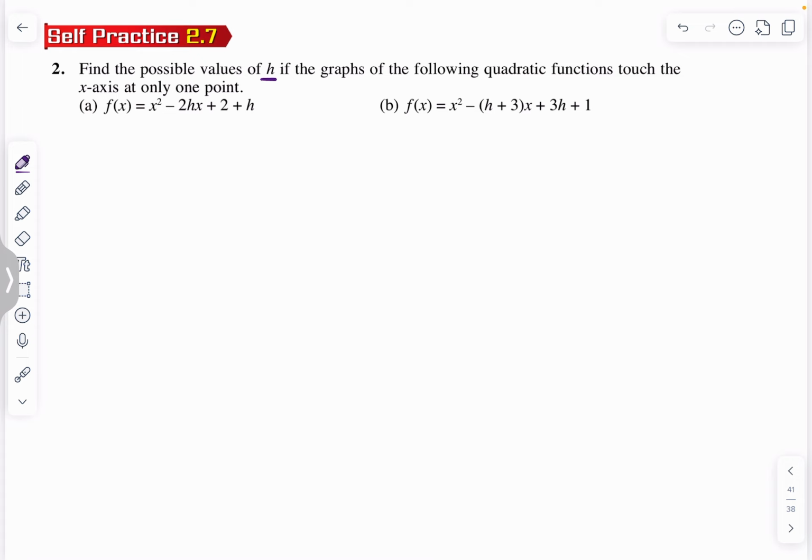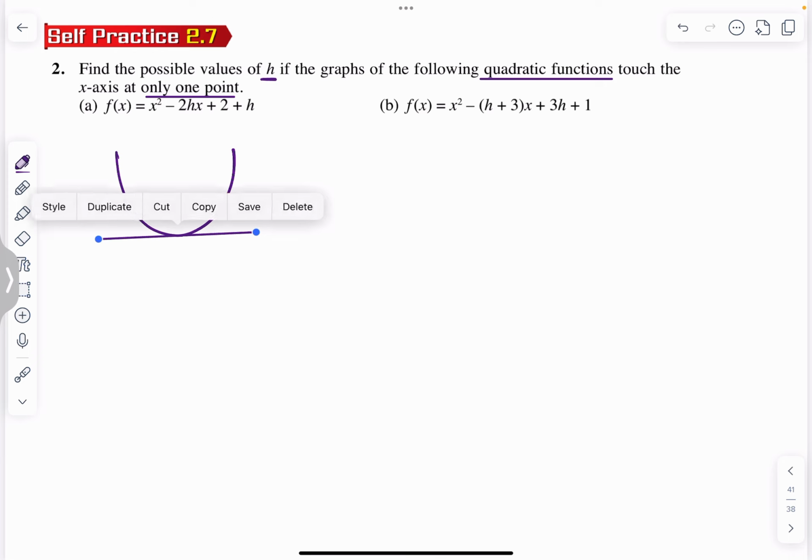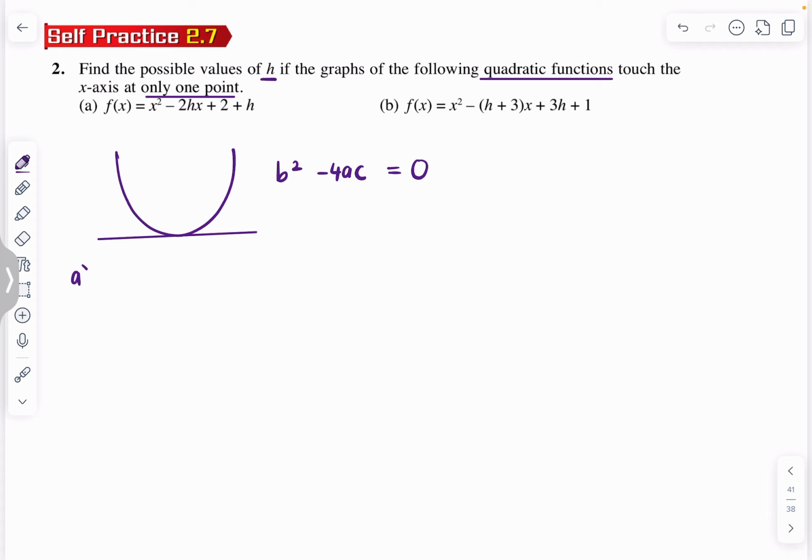Question 2. Find the possible values of h if the graphs of the following functions touch the x-axis at only one point. Okay, if it only touches at one point, that means we have two equal roots. That means our b square minus 4ac must equal to 0. Okay, let's look at A.